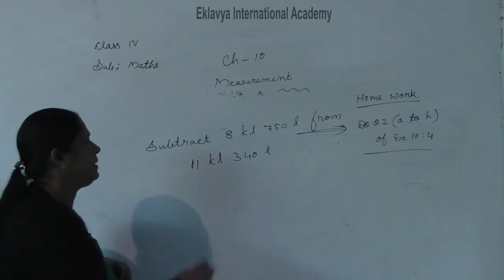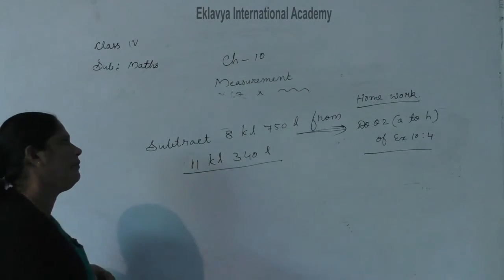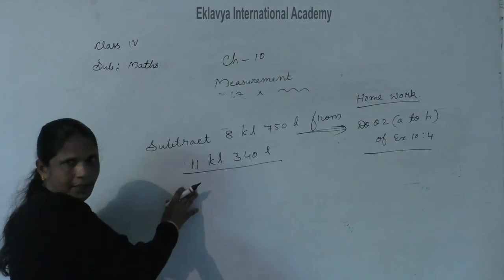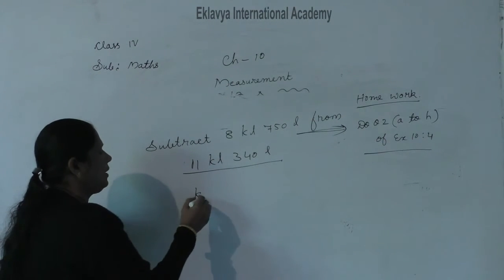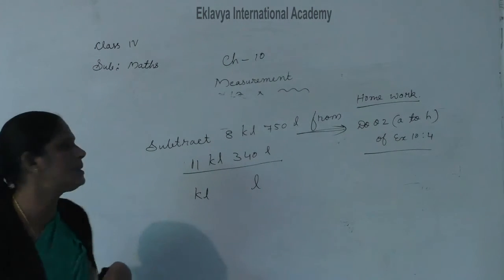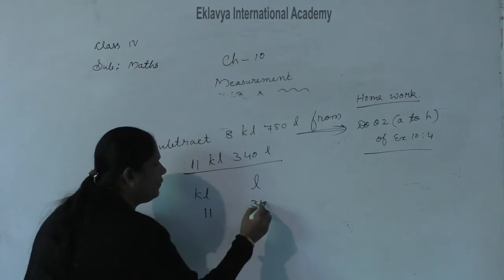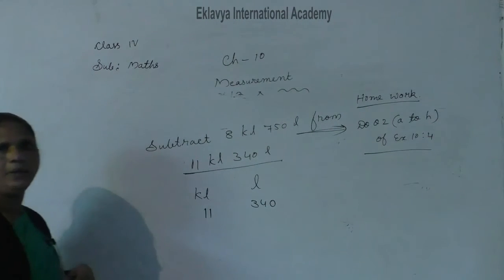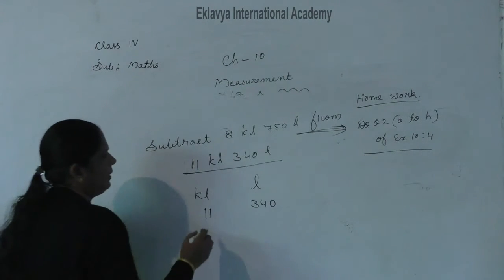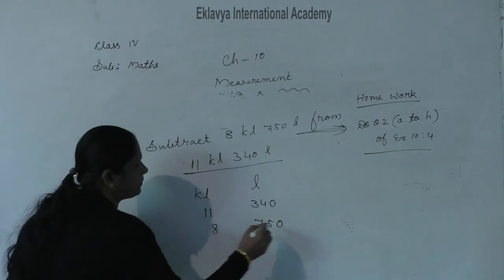This means the second number write in first. What is the meaning of from here? The second number write in first, that is kiloliter and liter we write 2 columns. The second number is 11,340. Then you write the first number 8 and 750.